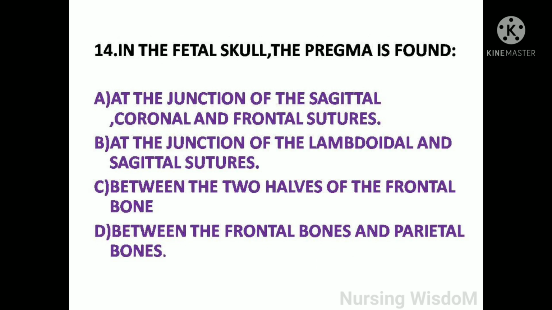Next question: in the fetal skull, the bregma is found, option A, at the junction of the sagittal, coronal and frontal sutures. Option B, at the junction of the lambdoidal and sagittal sutures. Option C, between the two halves of the frontal bone. Option D, between the frontal bones and parietal bones.